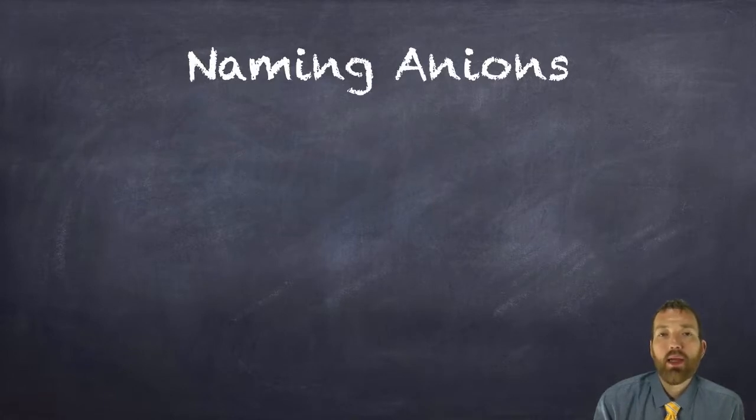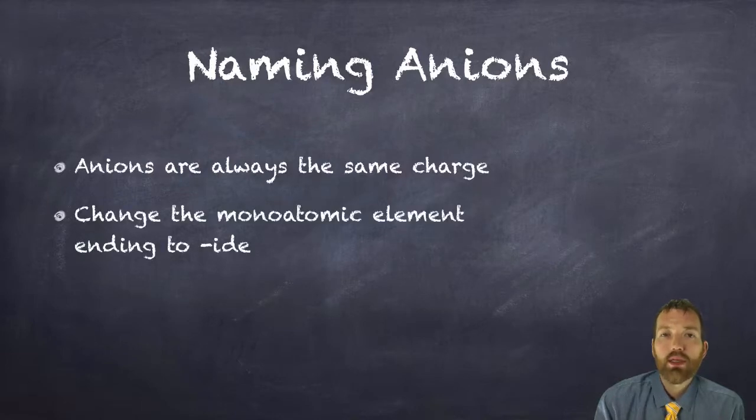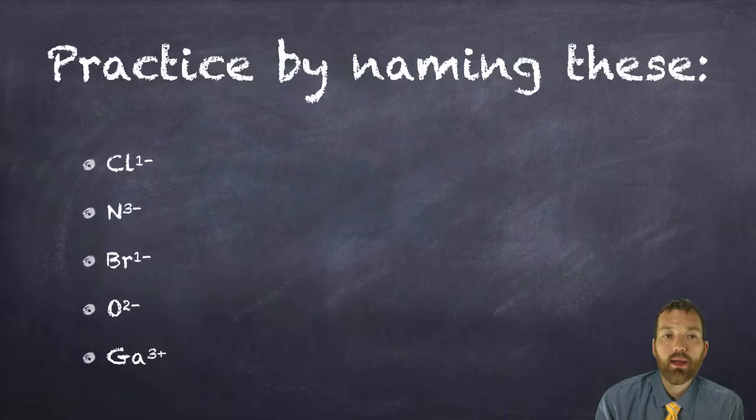Next, let's look at how to name anions, the other type of ions, the negative ions. Anions are always the same charge. Even if you look in the upper right-hand corner and see multiple oxidation states, those are for something else. We'll talk about those later in the course. But anions always have the same charge, and you can get that charge just based on its position on the table. Then you just need to change the monoatomic element's ending to "ide," and you've named the anion. So F1 minus: a fluorine atom is going to gain 1 electron and become a fluoride ion.